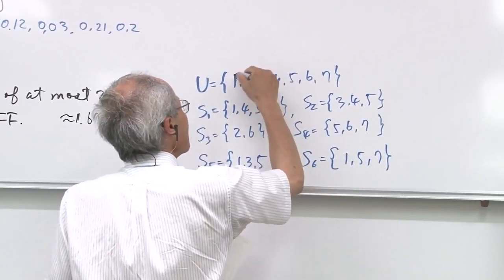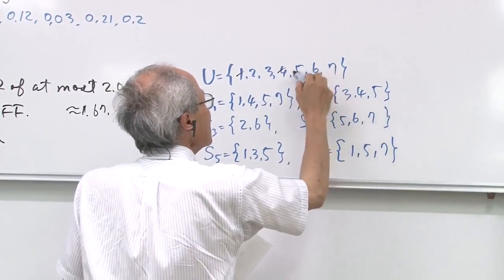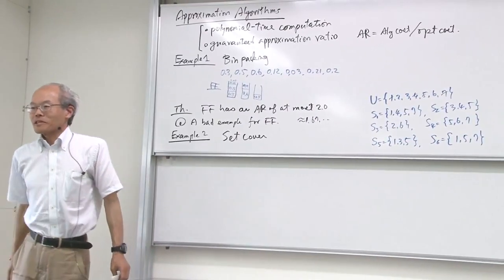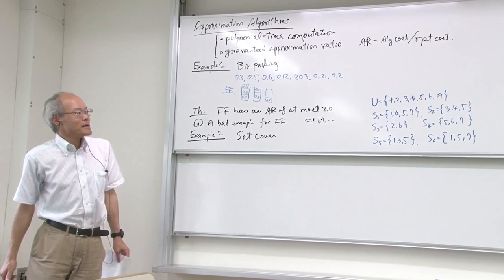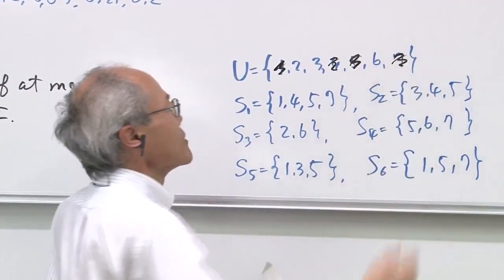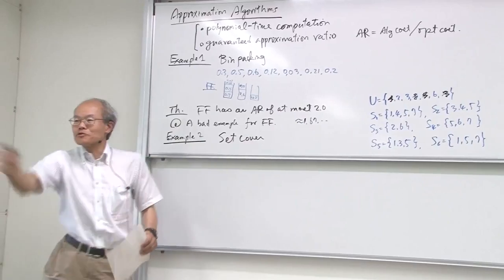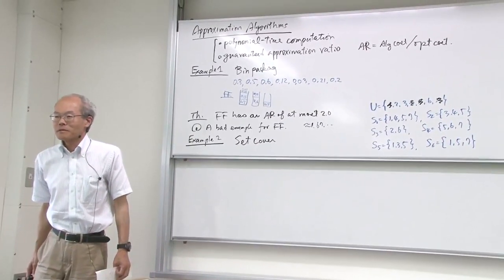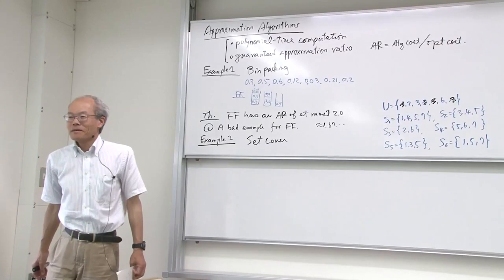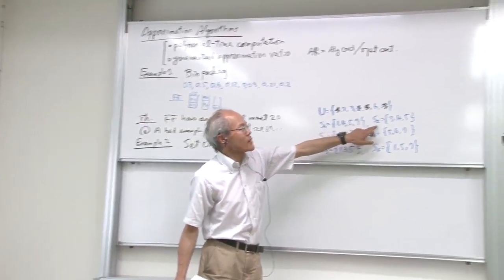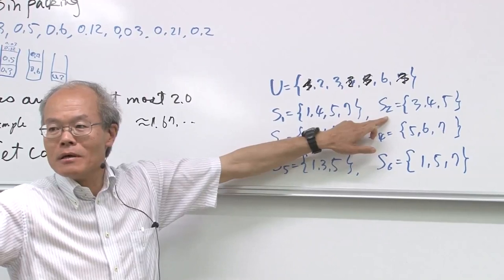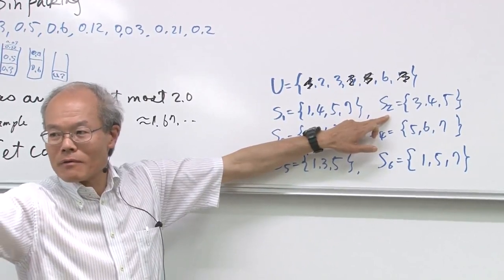So you select S1. Now you have already covered 1, 4, 5, 7. Now my question: for the second selection, what would you select? Notice 1 is gone, 4 is gone, 5 is gone, 7 is gone. What would you select for the second step? The same idea as before. If you select this one, then you can cover one new element. Then what is the answer?